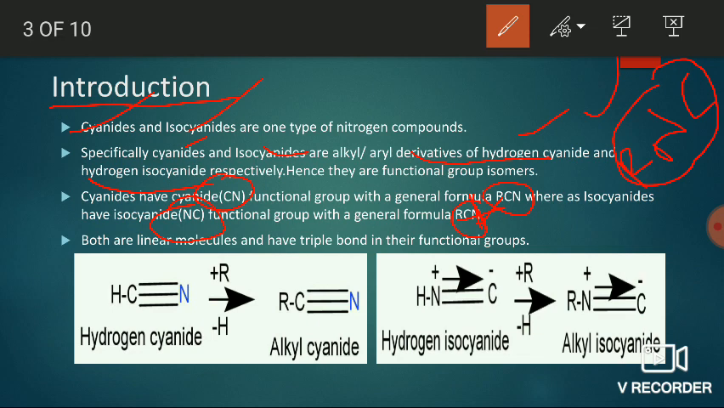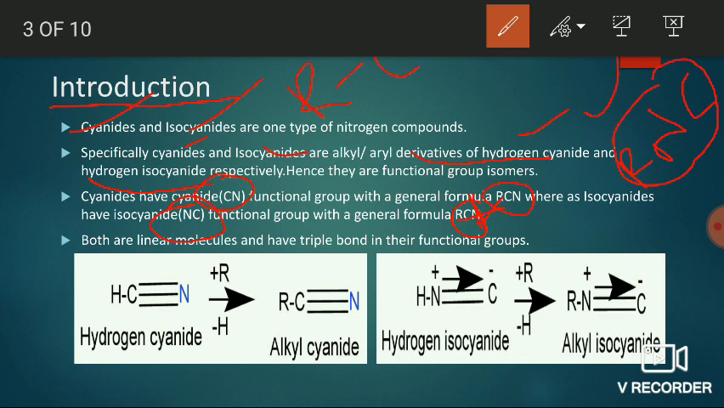Here both cyanides and isocyanides are functional group isomers. They have the same chemical formula, but they show a difference in functional group only. In the case of cyanide, the functional group is the cyano group CN, but in the case of isocyanides, it is NC, the isocyano group. If you observe the structure of cyanide and isocyanide, they are linear molecules, and they also have a triple bond in their functional group.